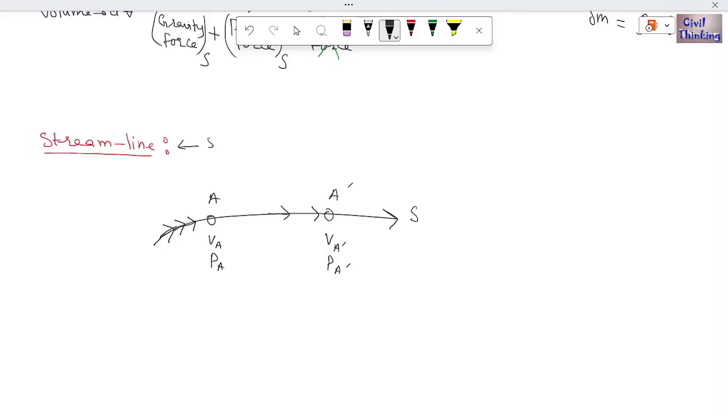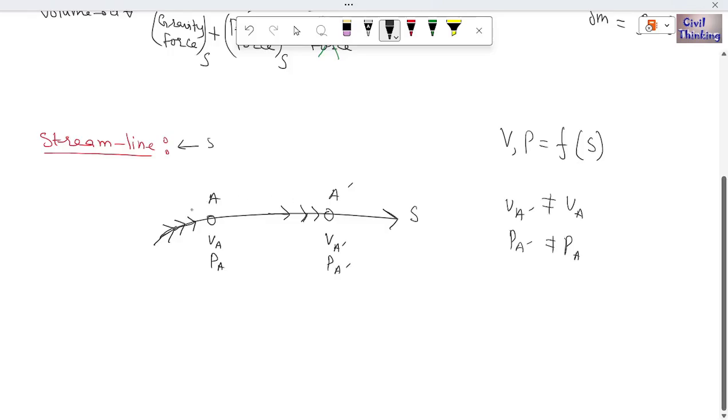When particle 1, a fluid element or fluid molecule, reaches A dash, its velocity is VA dash and pressure is PA dash. Then when the second particle reaches A dash, again its velocity and pressure at position A dash are going to be the same, VA dash and PA dash. But remember, VA dash is not equal to VA and PA dash is not equal to PA. What does it mean? It means there is variation in the pressure and the velocity along the path. So velocity and pressure are a function of path position.